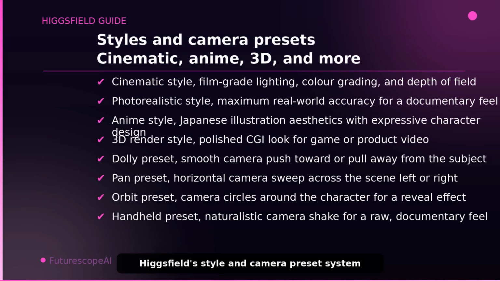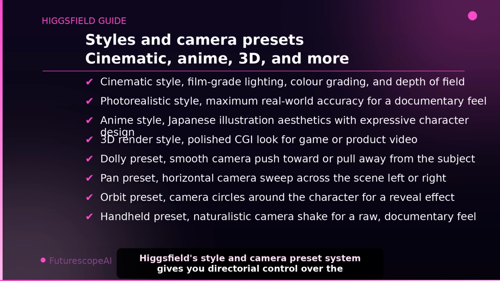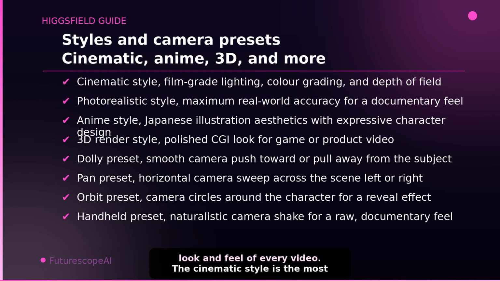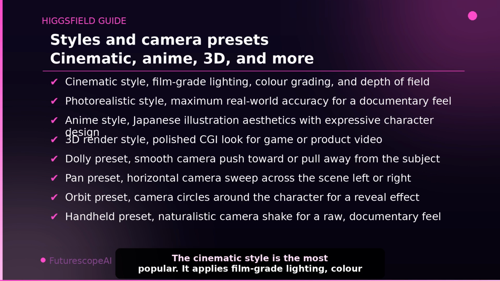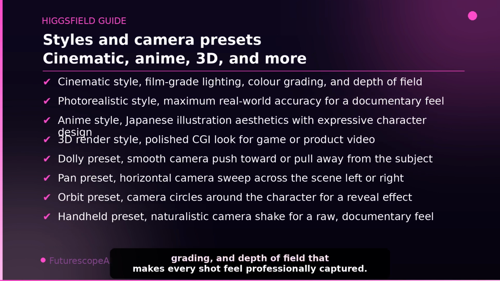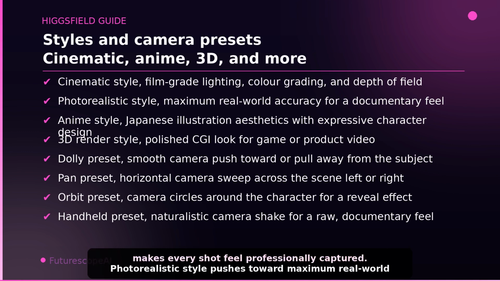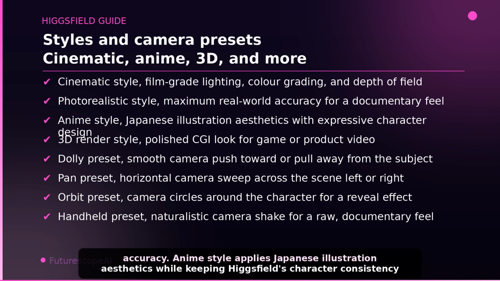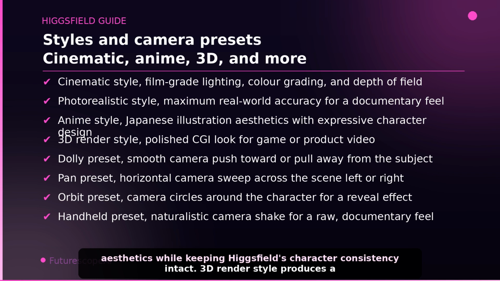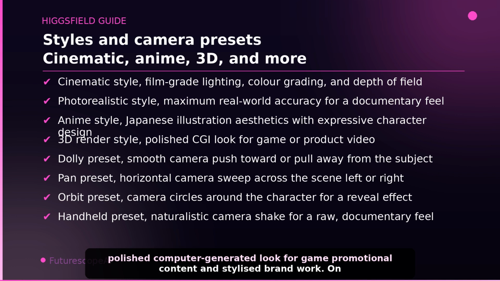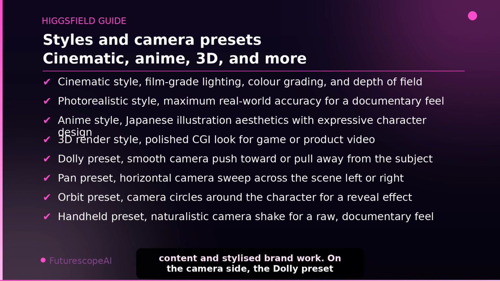Higgsfield's style and camera preset system gives you directorial control over the look and feel of every video. The cinematic style is the most popular. It applies film-grade lighting, color grading, and depth of field that makes every shot feel professionally captured. Photorealistic style pushes toward maximum real-world accuracy. Anime style applies Japanese illustration aesthetics while keeping Higgsfield's character consistency intact. 3D render style produces a polished computer-generated look for game promotional content and stylized brand work.